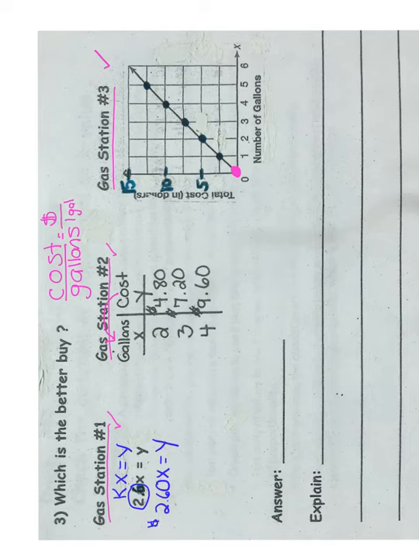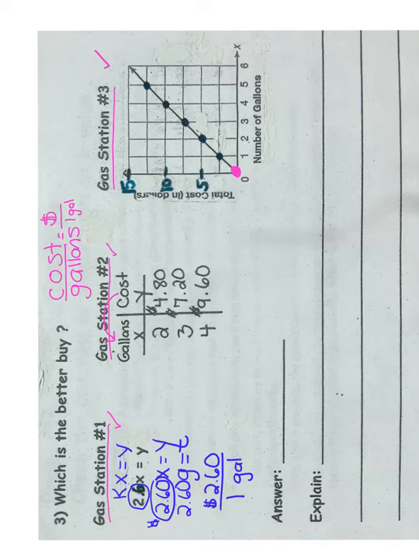If we had been given the option to select our own variables, we may have even done something like this: $2.60 times every gallon G equals T, the total cost. But for now, this is a proportional relationship, and we can see that the K rate is $2.60 per every 1 gallon of gas.